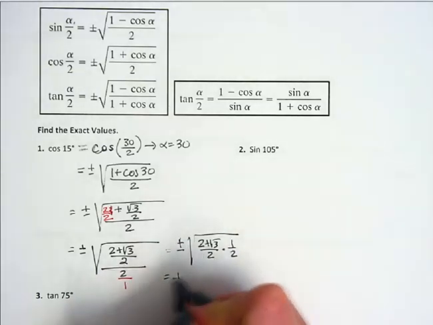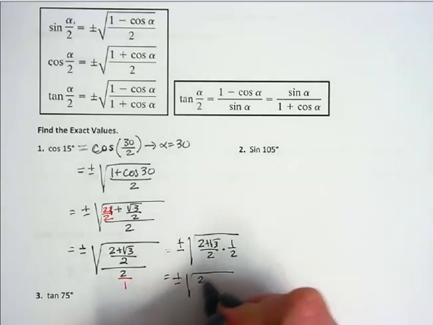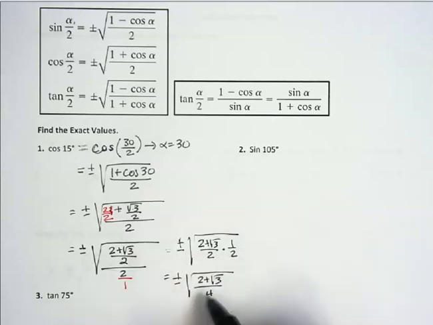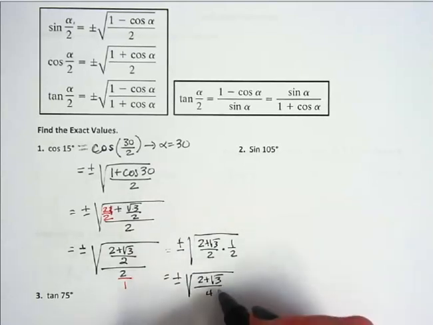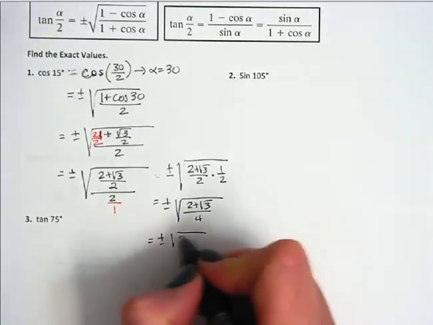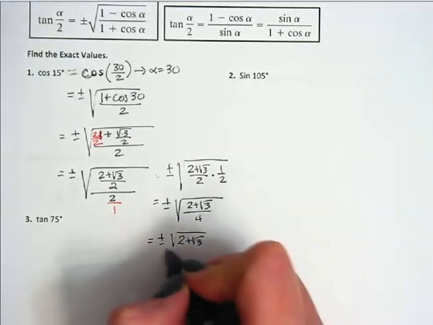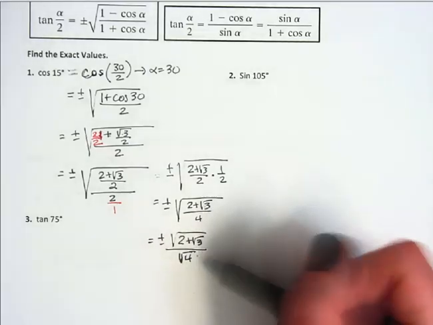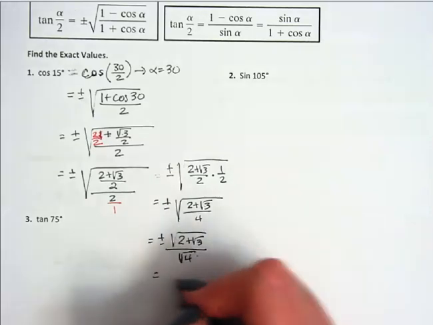And that becomes plus or minus 2 plus rad 3 over 4, because when you multiply fractions, you go across the top and bottom. I would accept this form as an answer, but also understand that it's not rationalized in the denominator. You can break this fraction up into 2 radicals, and that bottom simplifies to 2.